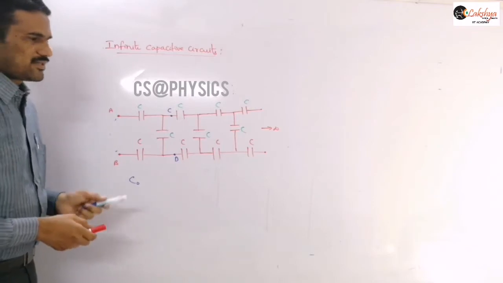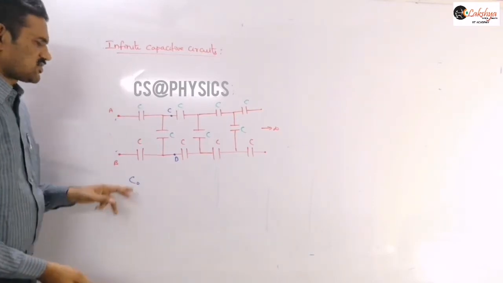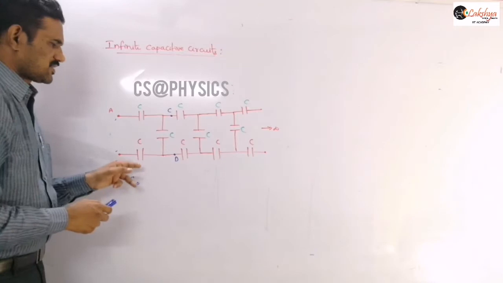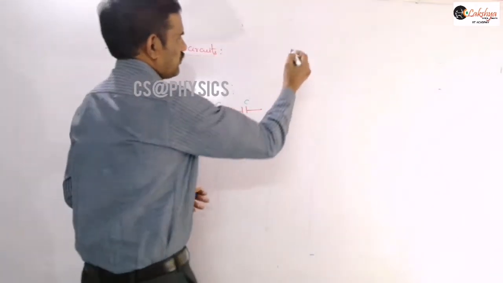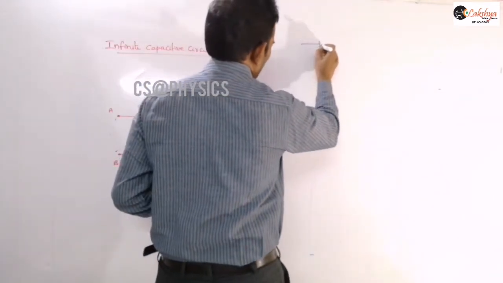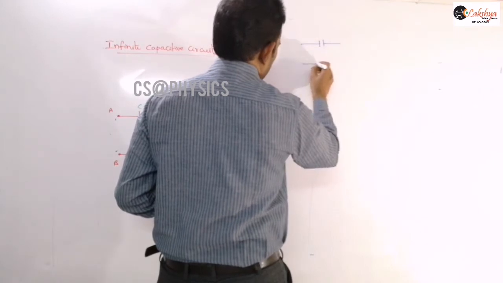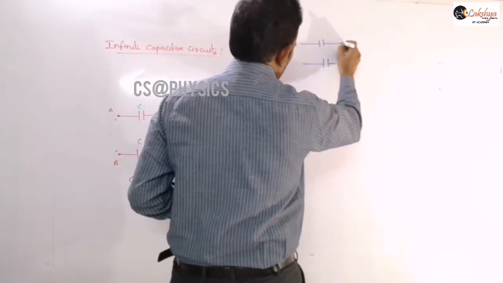So then practice this problem with a similar procedure. Just additionally this capacitor is there. So finally, after removing that one unit cell and adding that one unit cell, you will get a circuit like this.